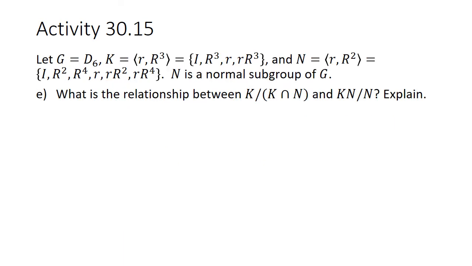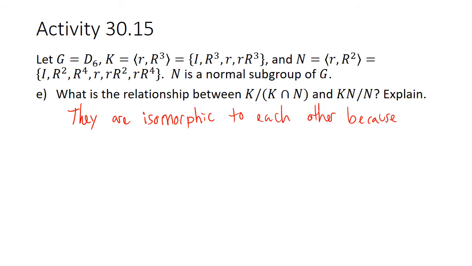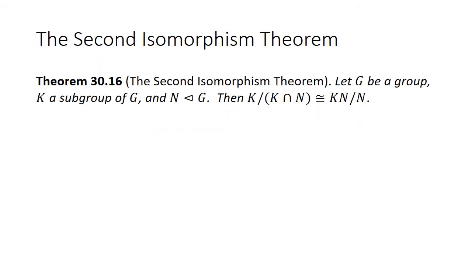All right, so part E, what is the relationship between these two things? Well, they are isomorphic to each other, since we found that they're both isomorphic to Z2. Okay, so this brings us to the second isomorphism theorem, which basically just states the result that we found in that activity, but in general terms for any groups.